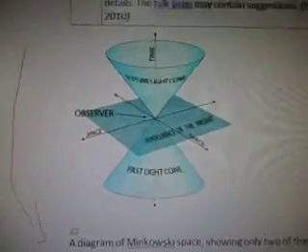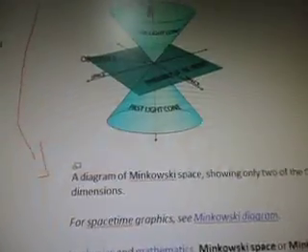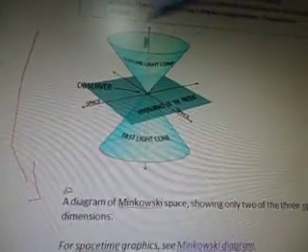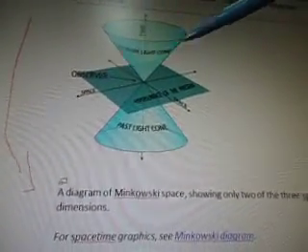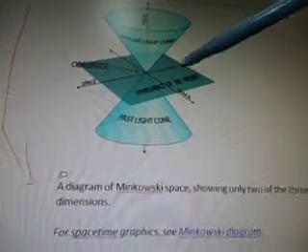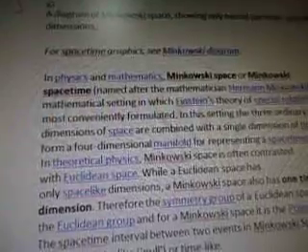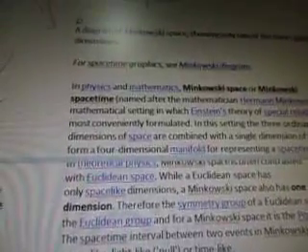So over here, let's take a look and see who Minkowski is. There's a diagram of his cones that he was talking about. There's the future light cone. This is time going this way. Observer, space, hypersurface of the present space, and past light cone. So that's a diagram showing only 2 of the 3 space-like dimensions. You want to see the Minkowski diagram.